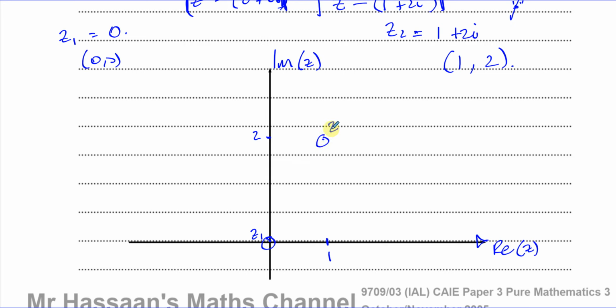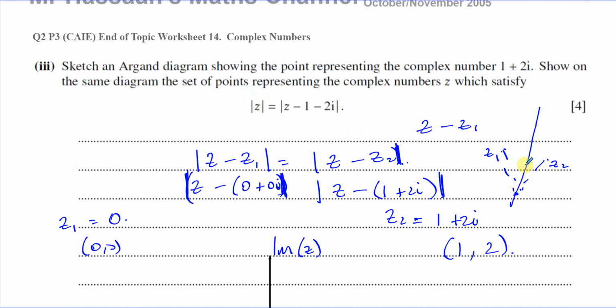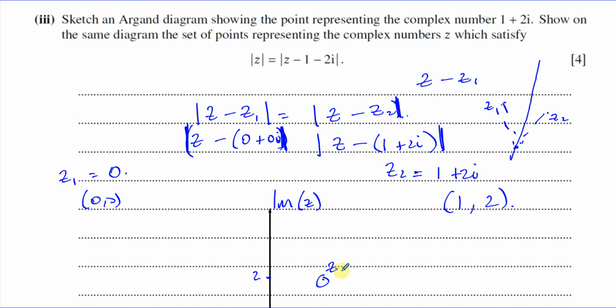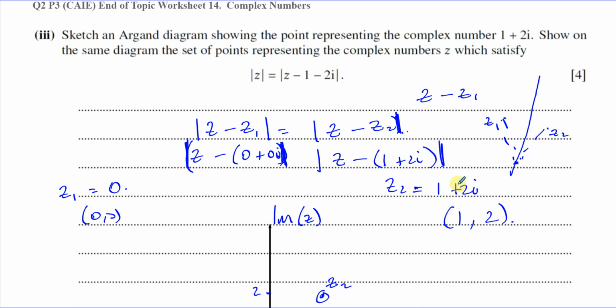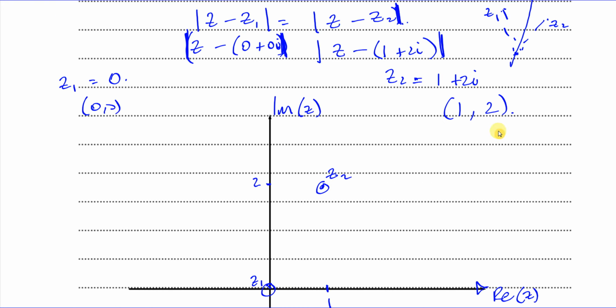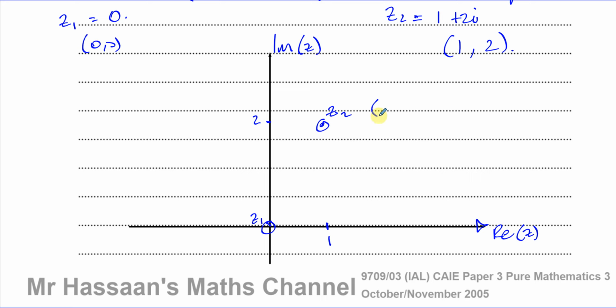Okay, so this is the point z, well, I'm going to call it z2. Okay, z2. So this is the answer to part 1. This is the point z2. Okay, this is i plus 1 plus 2i, which is 1 plus 2i. 1 in the real part, 2 in the imaginary part.